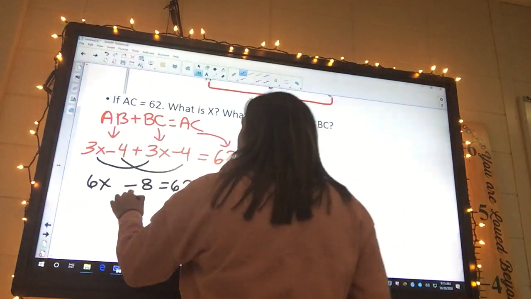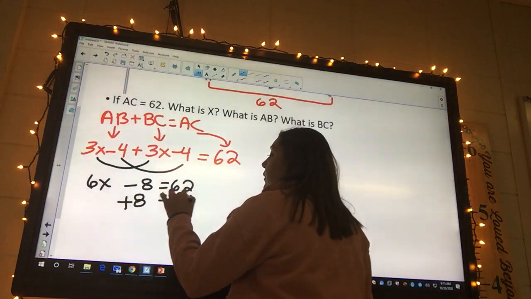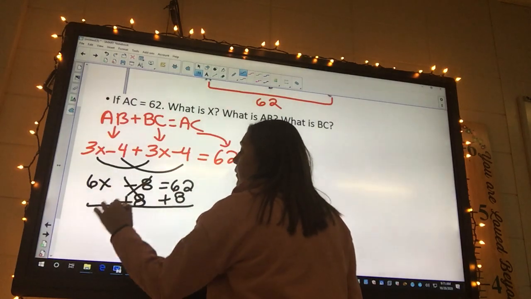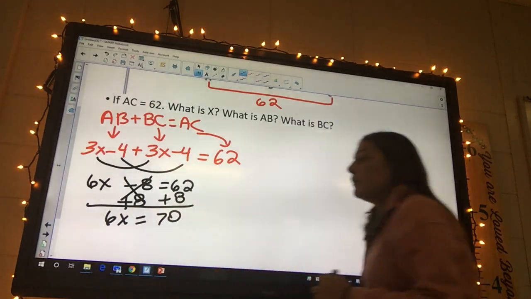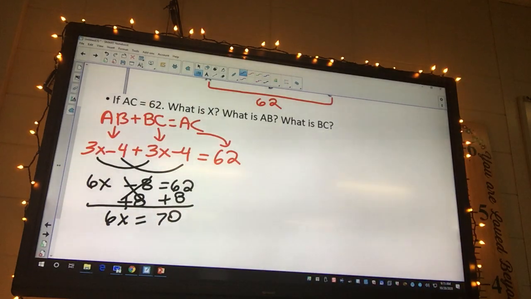So we're going to say plus 8, plus 8. 6x equals 70. Oh, this is the one that didn't work out very nicely, so I apologize. I didn't realize till right now. Okay, and then what's our very last step? Divide. Divide by 6.